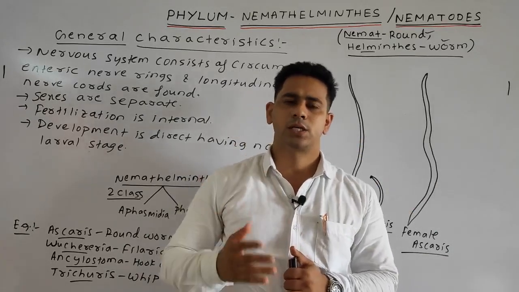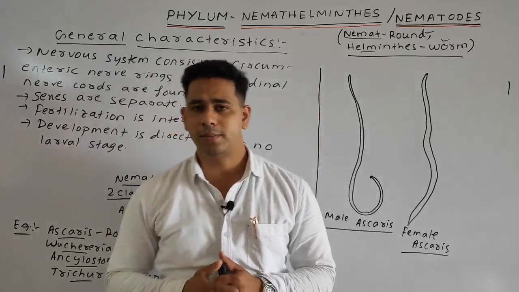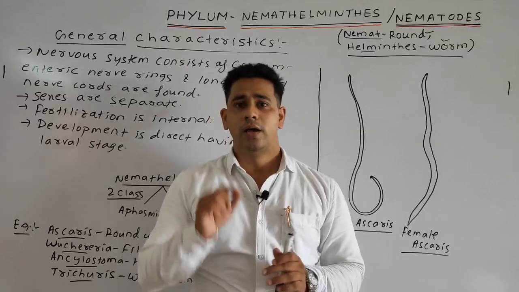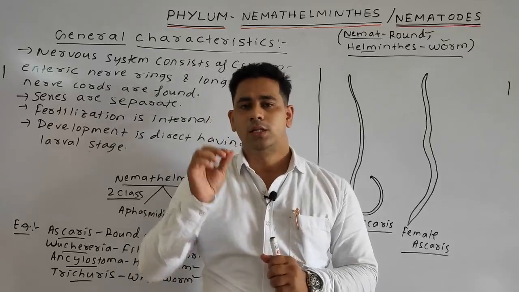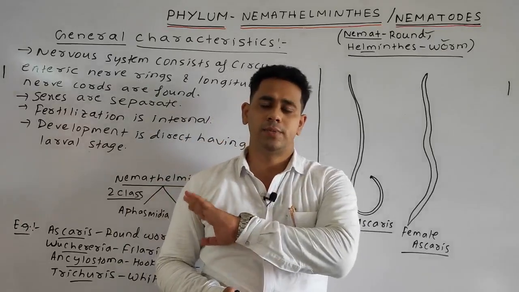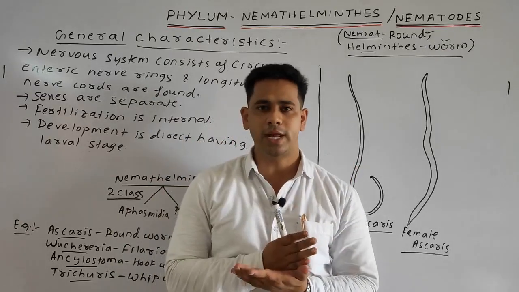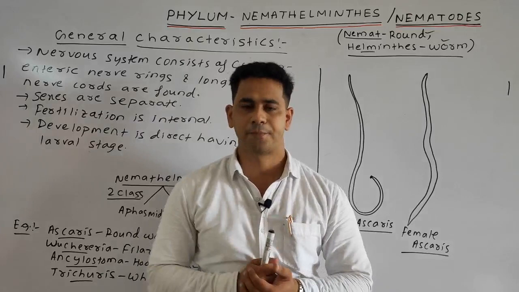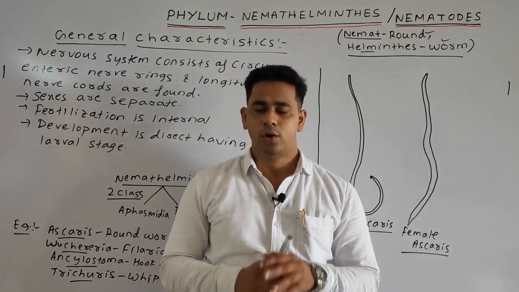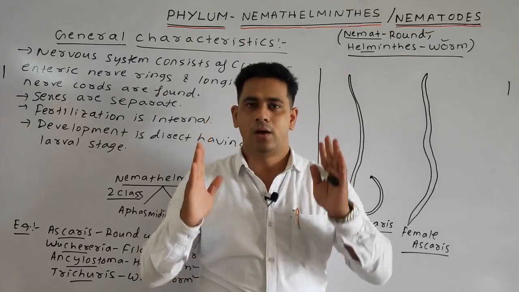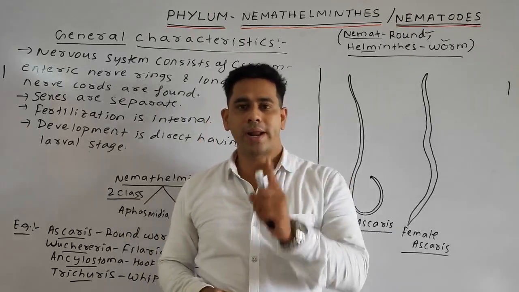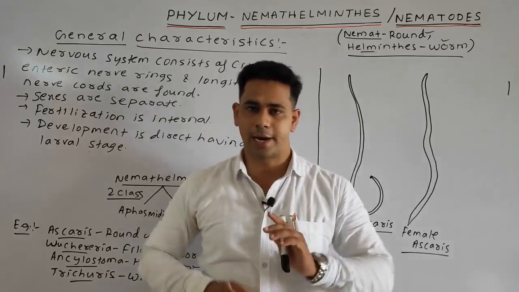Next we discussed that the body is unsegmented, meaning no segmentation is present. Then we discussed that the epidermis is syncytial, in the multinucleated condition. Next, the digestive system is generally present, but the respiratory and circulatory systems are completely absent. Then the excretory system is H-shaped, having two lateral longitudinal excretory canals connected by one transverse excretory canal.